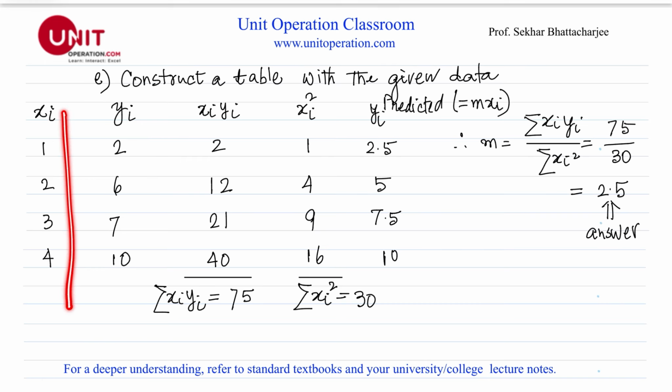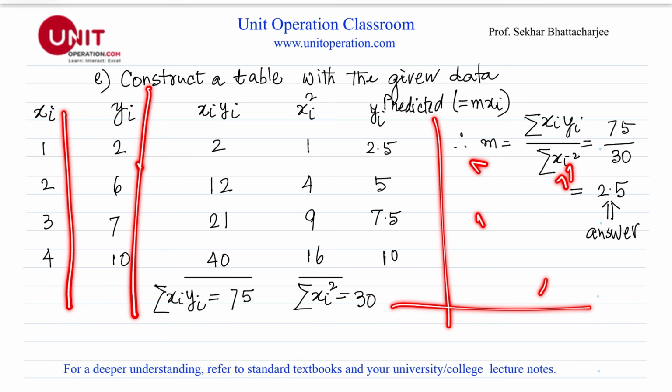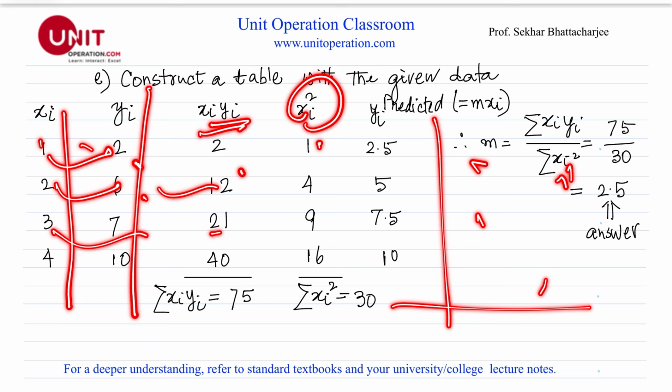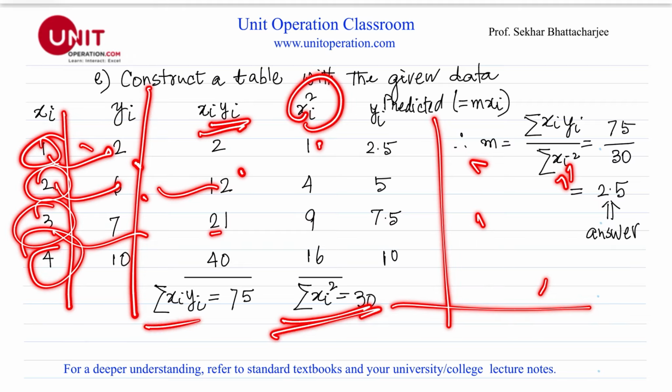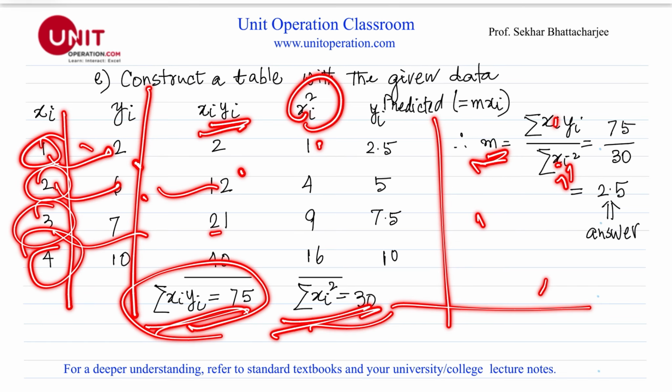So these are the points xi, the experimental data points, which are already given to us. We calculate xi yi multiplied, and we calculate xi square for each data point, and we take the summation of that. And so m would be just a ratio of these two summations here. So this is equal to 2.5.